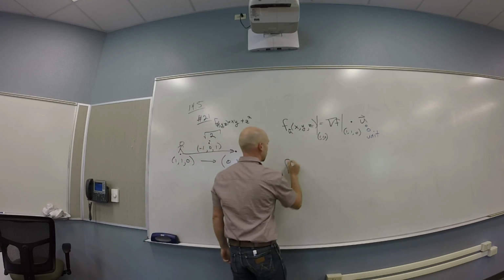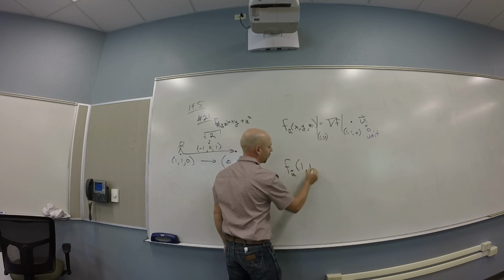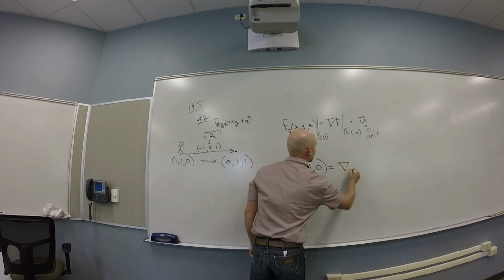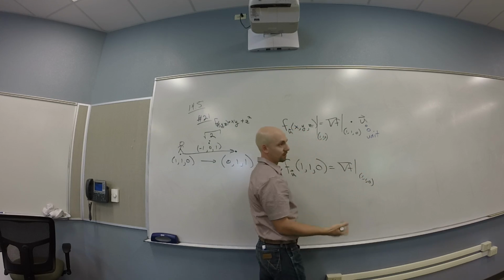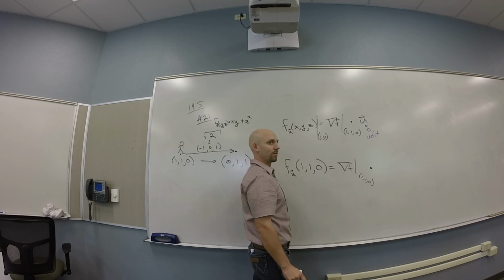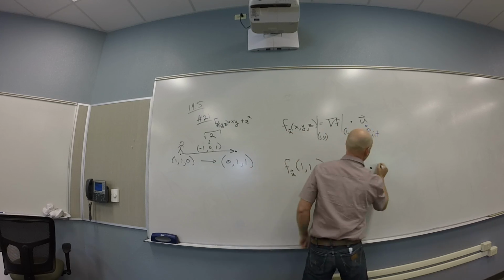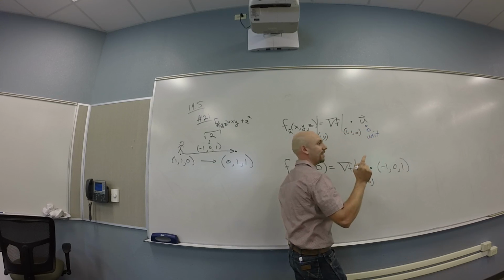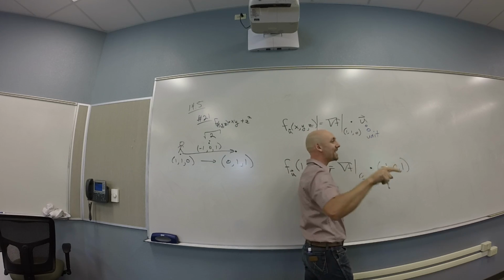So to actually calculate f_u at 1, 1, 0, I need the gradient, which I still haven't calculated, right? And then to evaluate it. But now I need to dot with the vector times the length. Good. The vector negative 1, 0, 1. Times root 2. Or dotted, would it be dotted with root 2? No. It's divided though, right? It's divided by root 2.